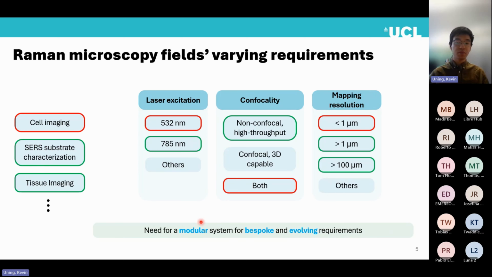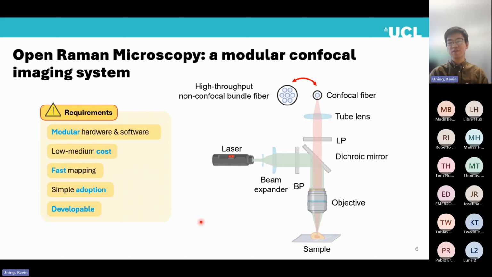So seeing this need, we took it upon ourselves to design our own system, which is called the Open Raman Microscopy. To start with, we began by listing down the requirements that we are hoping to address. Here, these are condensed into 5 main requirements.